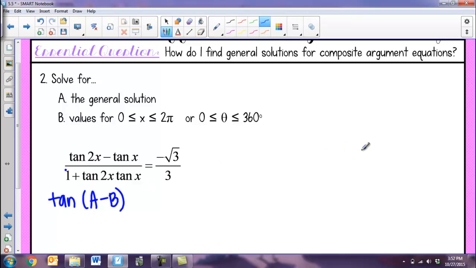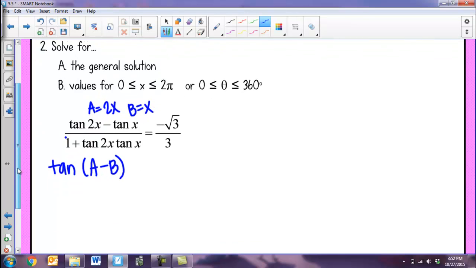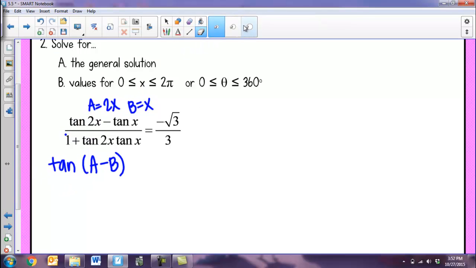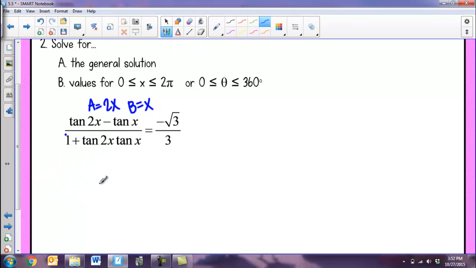Okay, so if you look at that and it had that minus in the top, we're dealing with a composite argument that's subtraction. And so then if I look right here, the first argument is going to be your A and the second argument will be your B. So I'm going to go ahead and plug that in. I'm going to erase this real quick to save myself some space. Okay, so now this is actually just the tangent of 2x minus x, and it is going to equal all that business. And 2x minus x, well, that's not bad. That's just x.